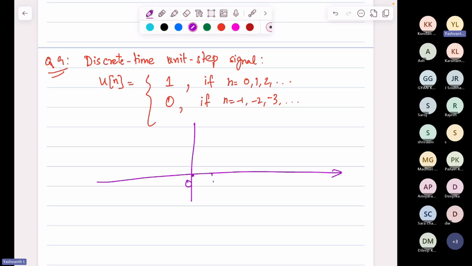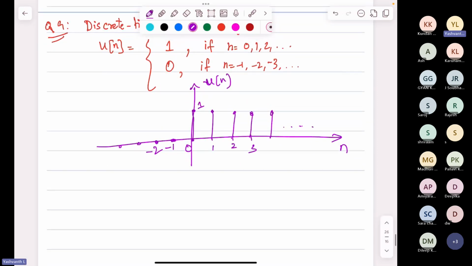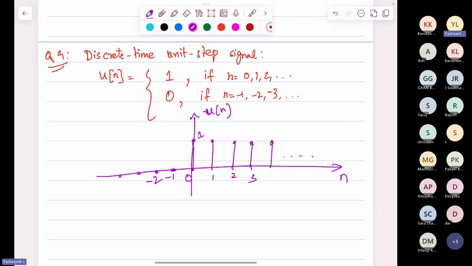At 0, 1, 2, 3, everywhere it is basically 1, and so on. This is basically like u of n. And everywhere in the negative axis of n, minus 1, minus 2, it is all 0. Basically, if you sample the unit step function in continuous time, you obtain the discrete time unit step signal. That is what I'm showing here. This is basically the discrete time unit step signal.